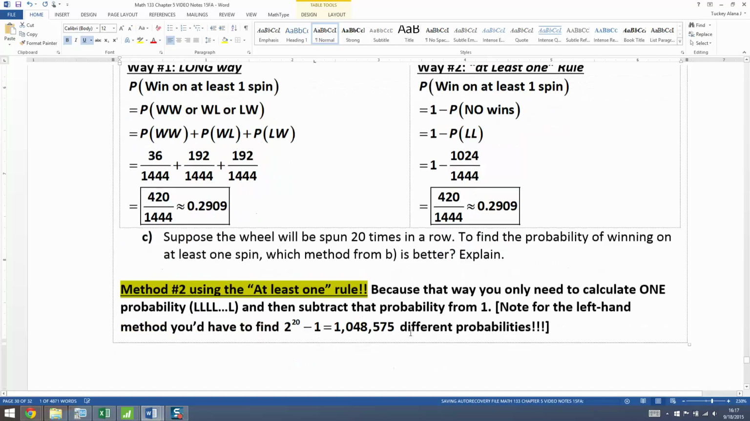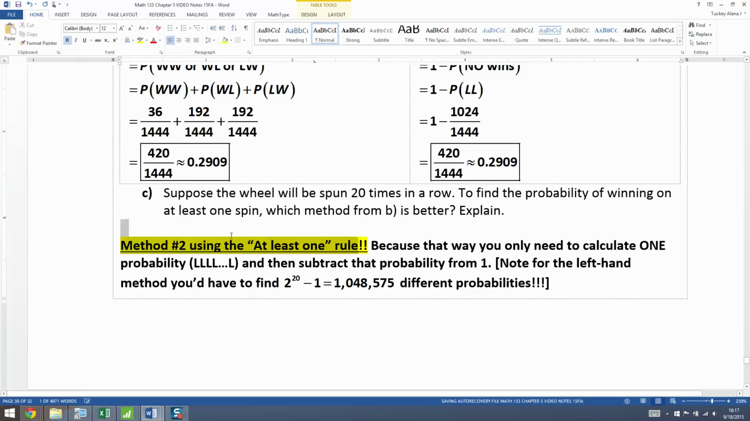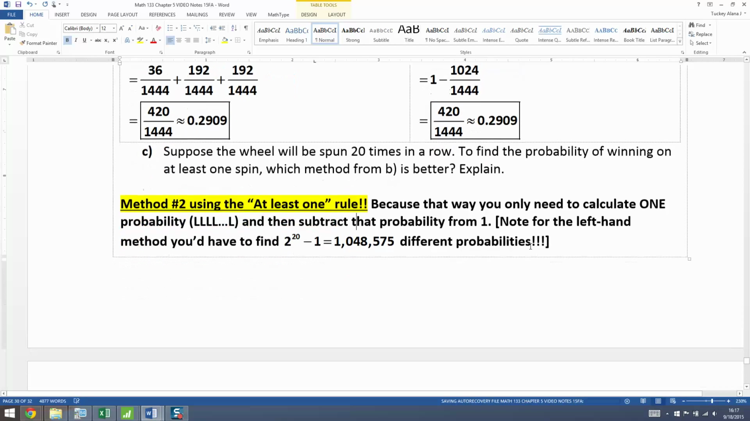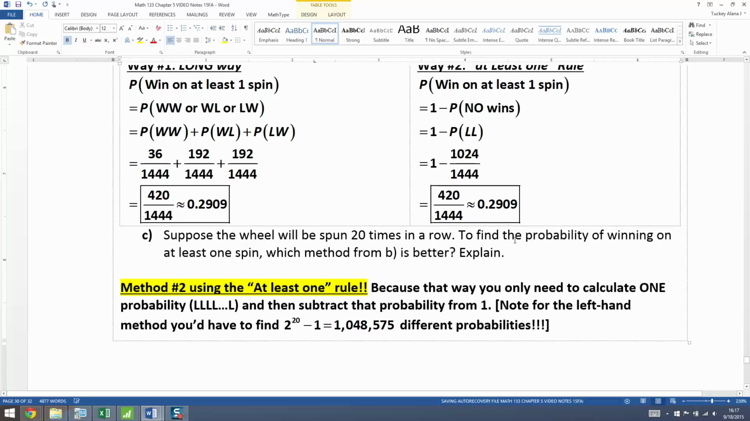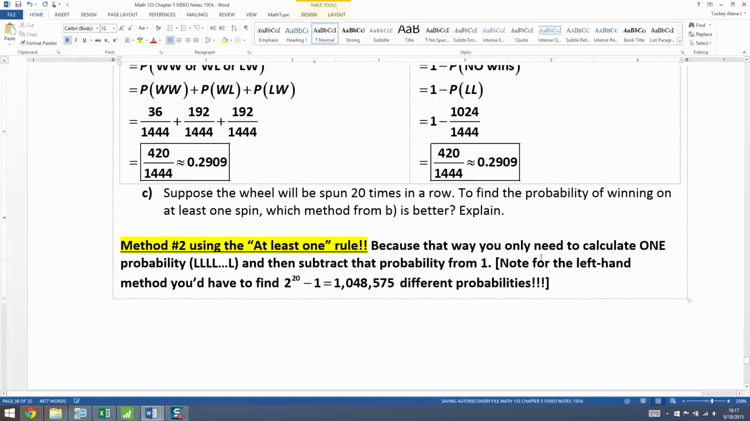And actually, that's such a key point. I'm going to highlight it. So method number 2, using the at least one rule, is a lot easier, especially for bigger problems. All right, let's move on to the next one, but I'm going to move on to it in the next video. So I think we'll stop right here, and I'll see you back here for the next problem.